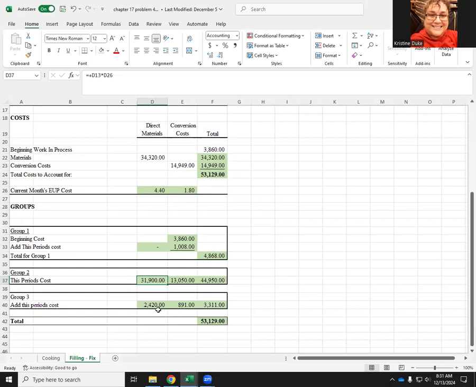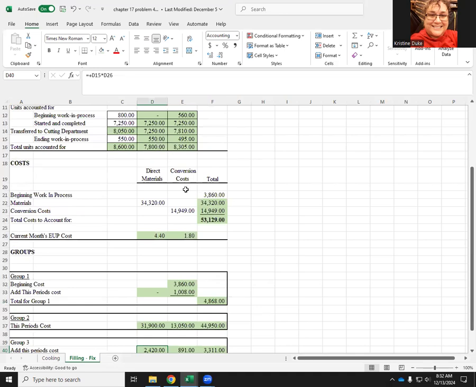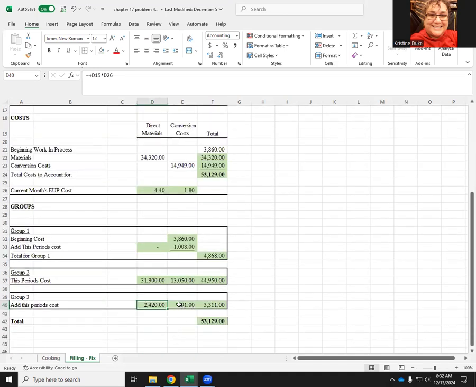And then I do my ending work in process. So that's going to be 100%, 550 times 4.40. This was 90%, so 495 times 1.80. Add them together, and I balance. So that is process costing. Okay, and I'm going to go ahead and stop that.